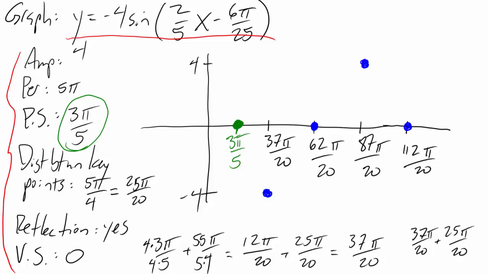And it's just now a matter of connecting the dots in a way that makes this look like a sinusoidal curve. So let's try to get these into as close a resemblance of a nice smooth curve as we can. If it looks like I missed that 62 pi over 20 a little bit, you can always make your point just a wee bit bigger to indicate that's where it goes. But otherwise, this is a pretty decent graph of our one complete period of y equals -4 sine of 2/5 x minus the 6 pi over 25, which is what we were looking for here.